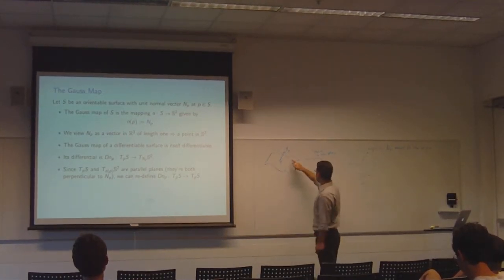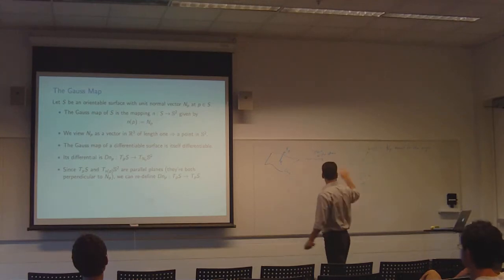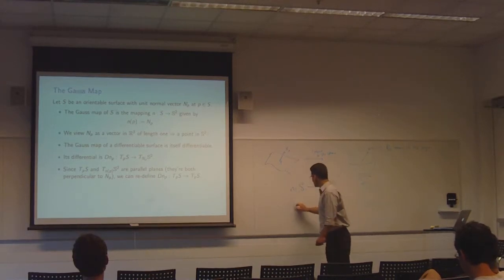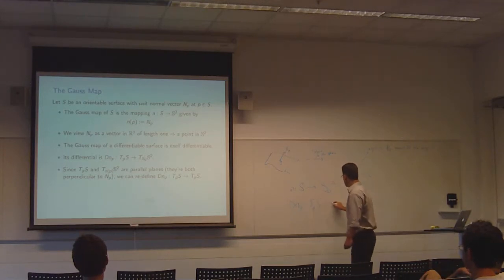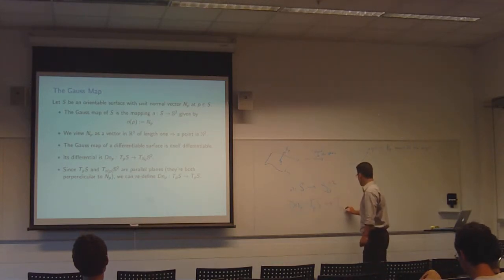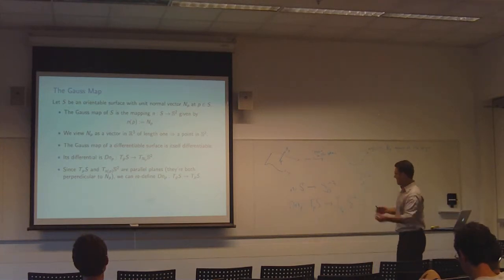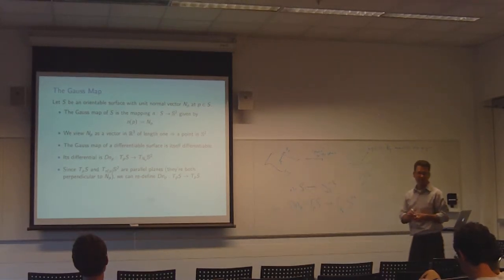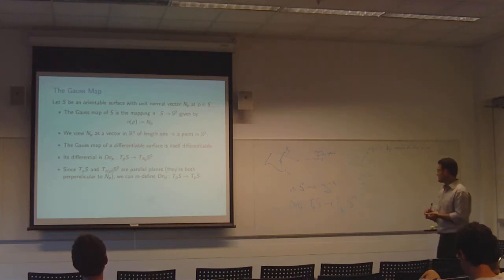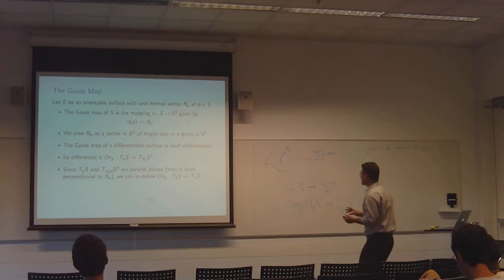Okay, so because the Gauss map goes from S, so we have n going from S into the unit sphere, then the differential at some point P goes from the tangent space at P of S into the tangent space at n of P of the unit sphere. So we're going to study this differential. And it turns out some interesting geometry comes out of the differential. Okay, what does the differential do?